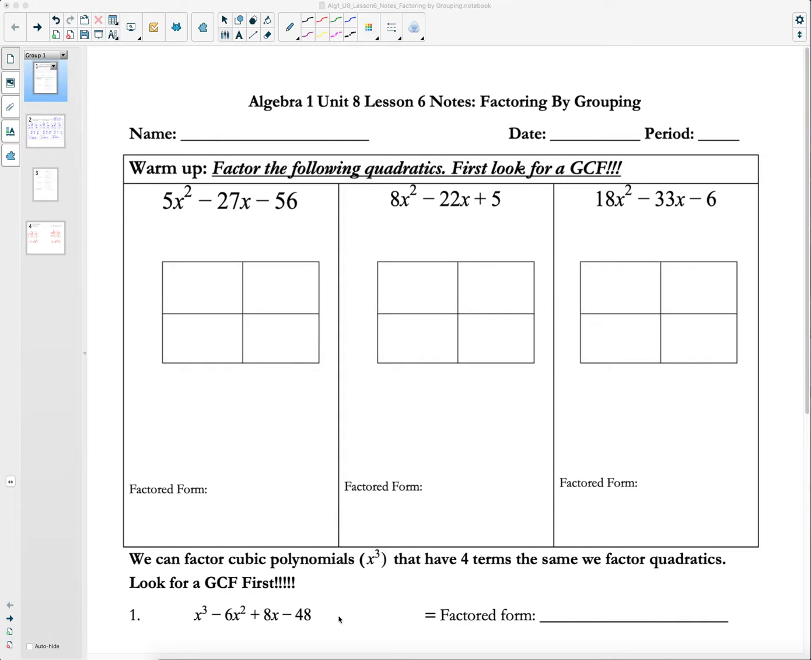And once again, we're going to continue with our work on factoring. And today is probably one of the easier days of factoring, and you'll see what I mean by that in just a moment. We're going to talk about something called factor by grouping.